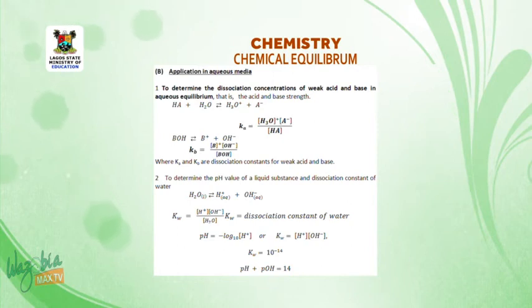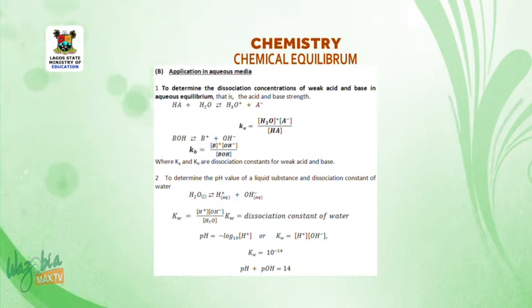Now, for a weak base, which we can represent as BOH, reversibly as B plus and OH minus. Therefore, the Kb will now be written as the concentration of B plus multiplied by OH minus, all over BOH. Now, the Ka and Kb are dissociation constants for weak acid and base.